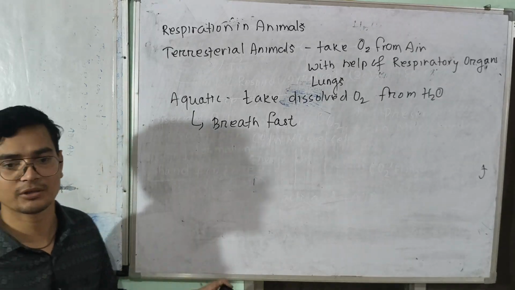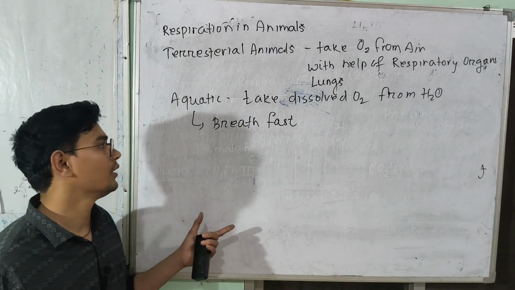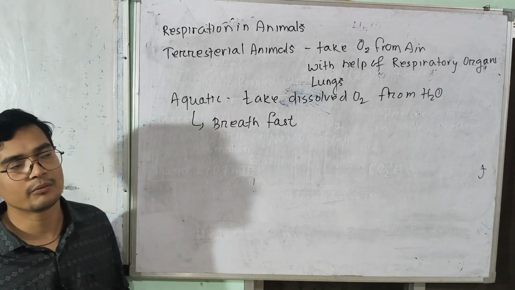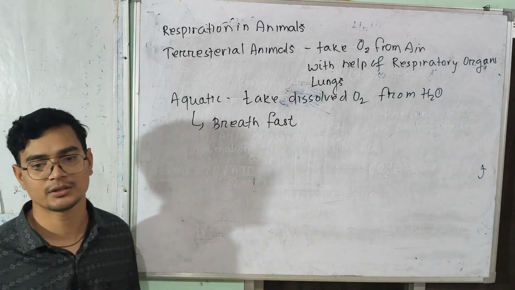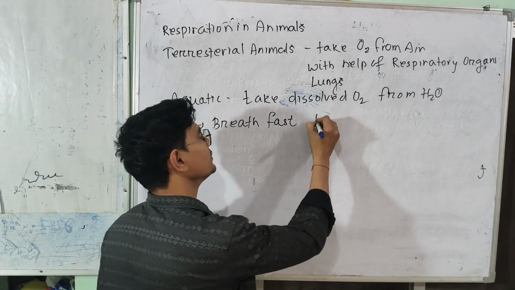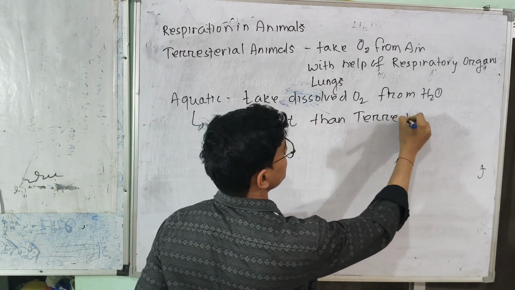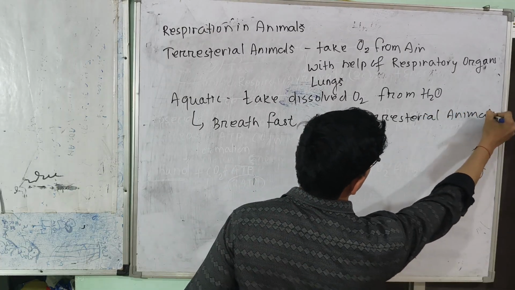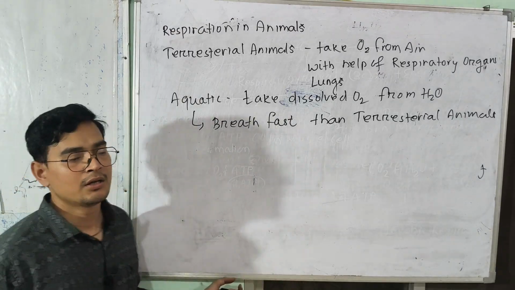Dissolved oxygen, less amount of oxygen is present in the water, so breathing rate is fast compared to the terrestrial animals. Aquatic animals breathe faster than terrestrial animals. terrestrial animals से ज़्यादा ये ब्रीदिंग करते हैं.